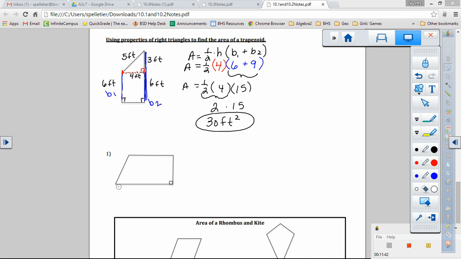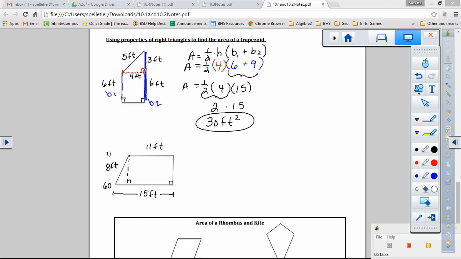Example 1. So 8 feet. This is a 60-degree angle. This entire thing is 15 feet. This is 11 feet. And that is, let me see what's given. I forgot what was given to you. That's it. So that's all you have for information.